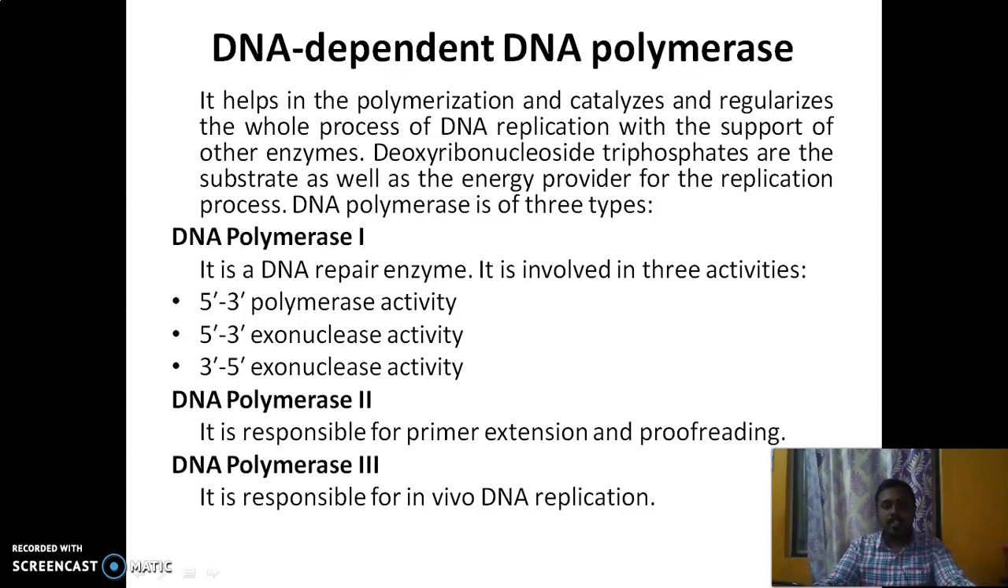It especially does it by three activities. First is 5' to 3' polymerase activity. Next one is 5' to 3' exonuclease activity. Next is 3' to 5' exonuclease activity. The second enzyme, DNA polymerase 2, is responsible for the extension of primer and proofreading. We will see what proofreading is in the upcoming slides. The third enzyme, DNA polymerase 3, is responsible for in vivo DNA replication. So basically, DNA polymerase is the most important enzyme in the replication process.